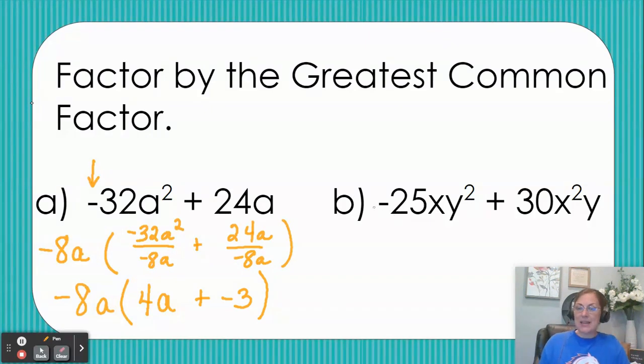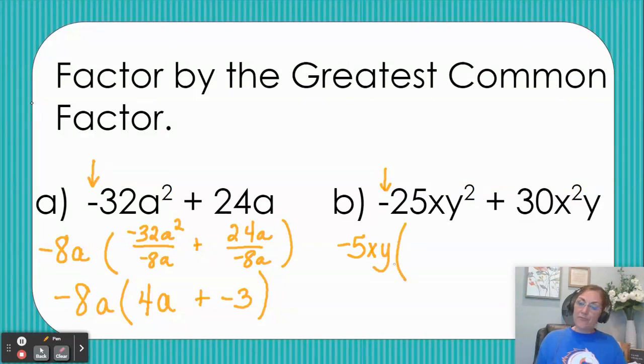Let's look at problem B. What's that biggest number that's going to divide into negative 25 and 30? Well, that one's pretty easy to see, negative 5, right? Remember, when we see a leading negative, we tend to have our greatest common factor take a negative. Now look at the variables. What do they have in common? They have an x and they have a y.